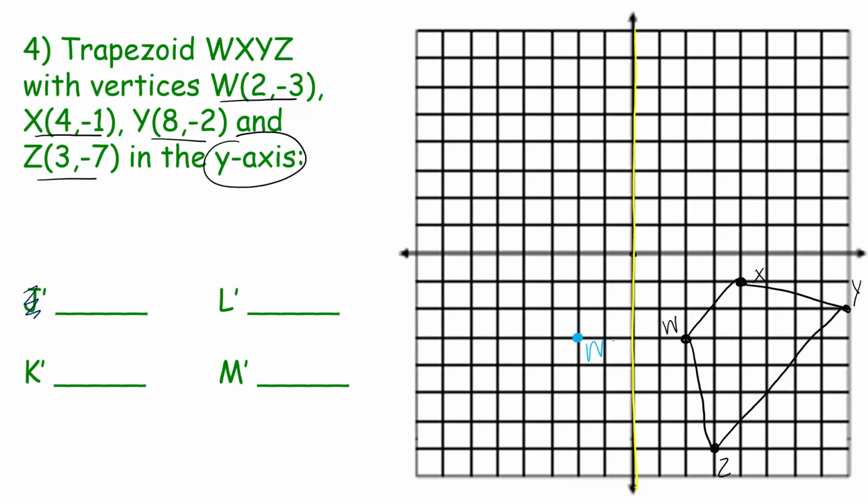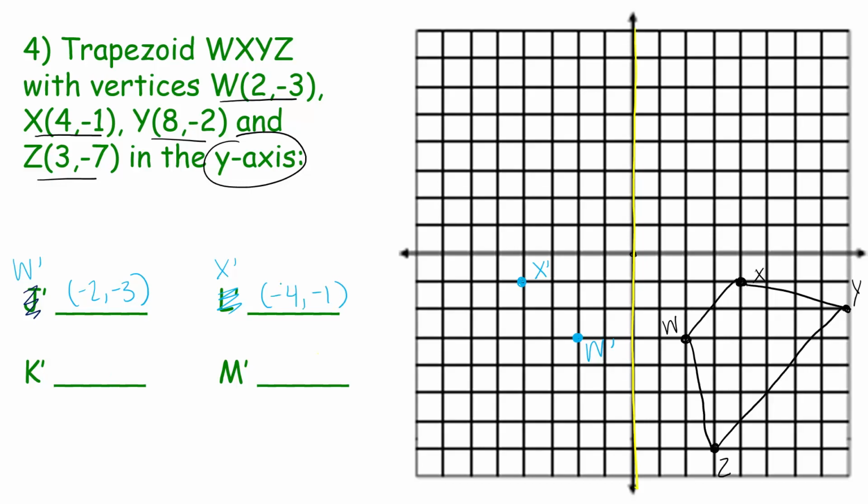And then that is W prime. So W prime, W was 2, -3. W prime is -2, -3. All right. Next, we're going to do X. So X is 1, 2, 3, 4 away. All right, so X prime would be 4 away on the other side of the y-axis. So 1, 2, 3, 4. And that is X prime. All right, so X prime is, instead of 4, -1, going to be -4, -1.